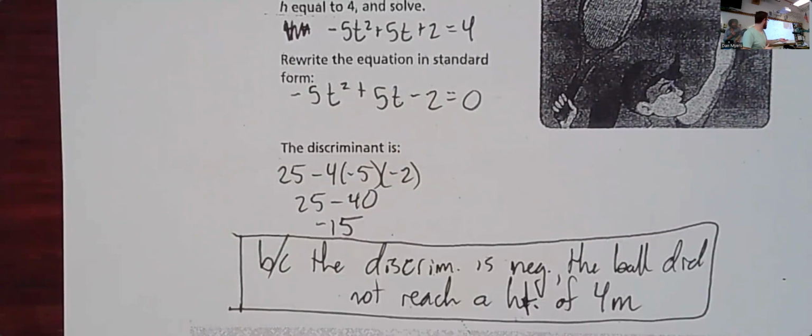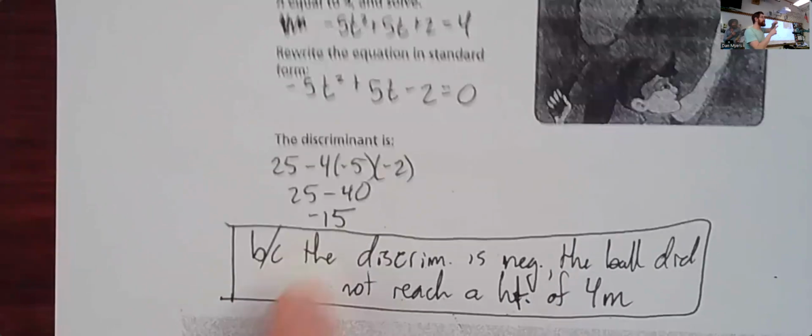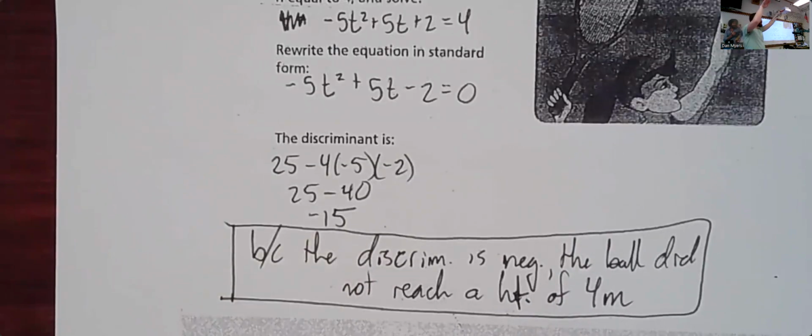It went above 4 meters and then came back down because there's two answers if the discriminant is positive. If the discriminant is 0, that means it went up, reached a maximum height of 4 meters, and then came back down. But because it's negative, it went up into the air. 4 meters is up here. It was below. It never actually reached that height.